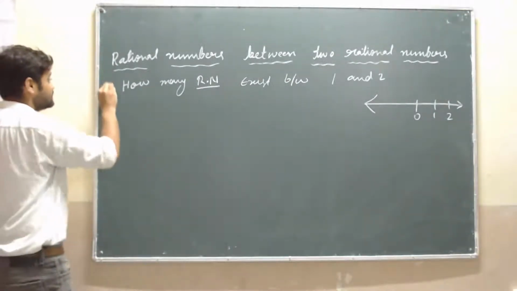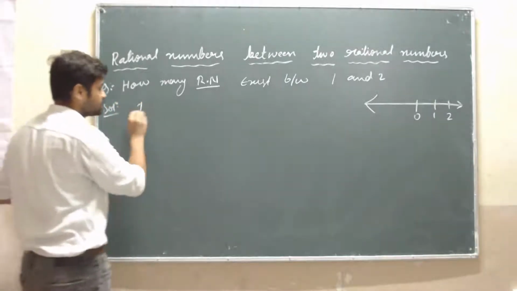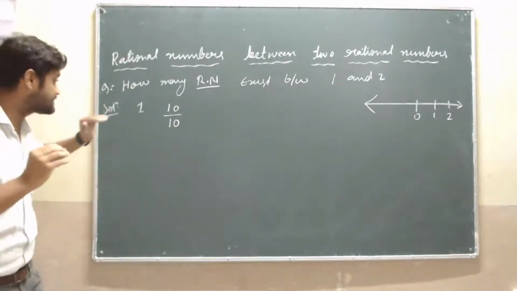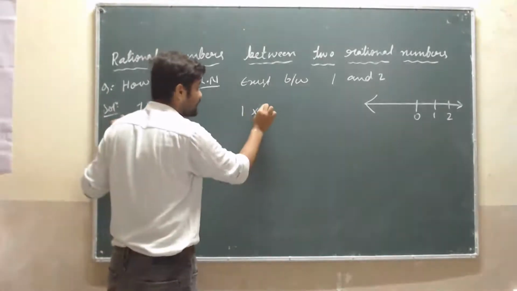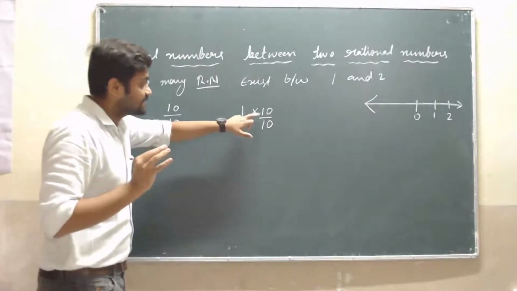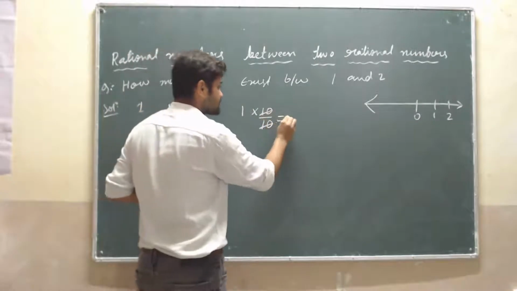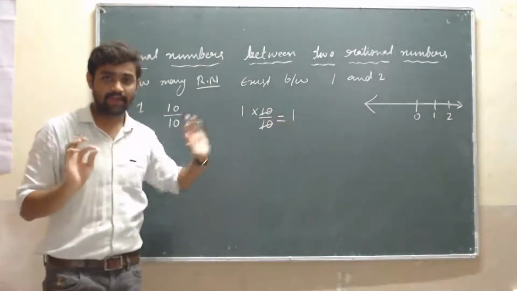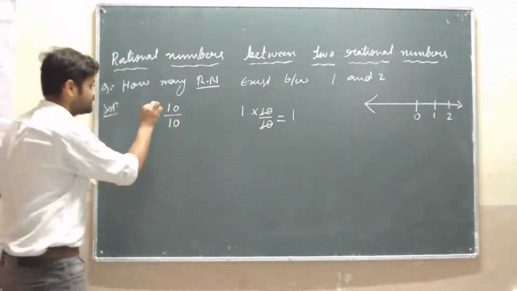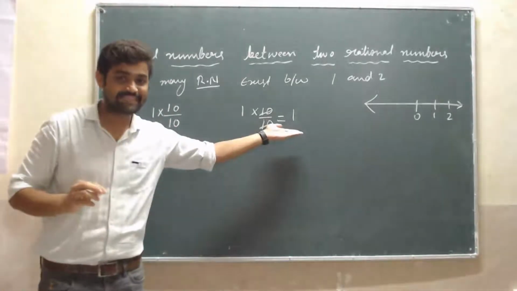Solution: can we write 1 as 10 by 10? Sir, see here, if we multiply and divide the same number, then we will get the same number. That is 10 ones are 10, what is the value? 1. Now I am multiplying and dividing by 10 and 10. Then it gives the same answer.